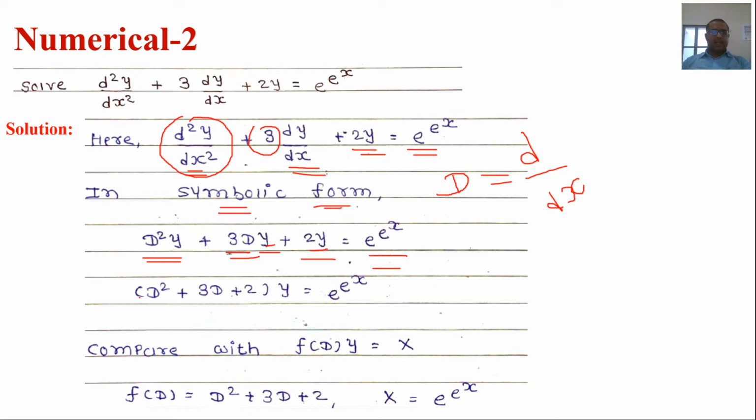Now take y as the common. D square plus 3D plus 2, into y, is equal to e raised to x. Now compare this differential equation with f of D into y is equal to capital X. By comparing, this bracketed term is f of D. So you will get f of D is equal to D square plus 3D plus 2, and capital X is equal to e raised to x.